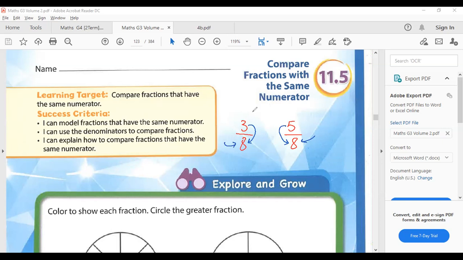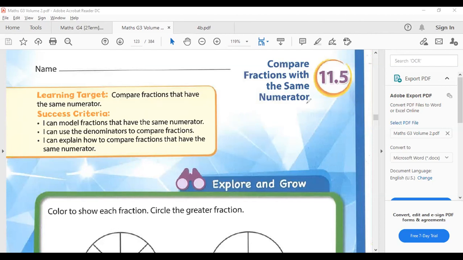I said yesterday that if you have the same number down, just compare between the numerators. 8 and 8 down are exactly the same. Now you need to compare between numerators. So it is 3 and this one is 5. Which one is greater? 5. So put the symbol looking to 5 over 8.